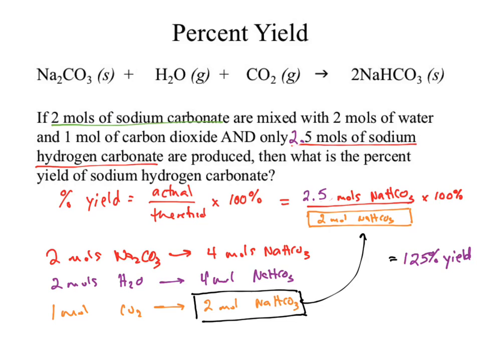125%. Guess what most students do? It's not possible. Write that down. Put down 100. They say, oh, 125, I must have done something wrong. It must not be divided by 2. It must be 2.5 moles divided by 4. Guess what answer shows up on the test? That answer also shows up on the test.